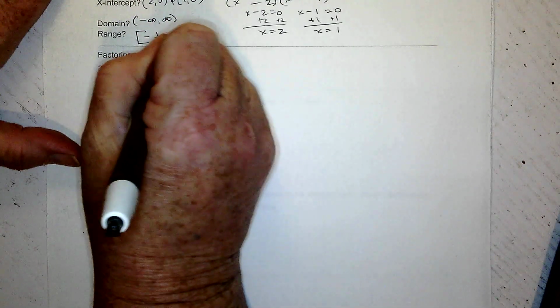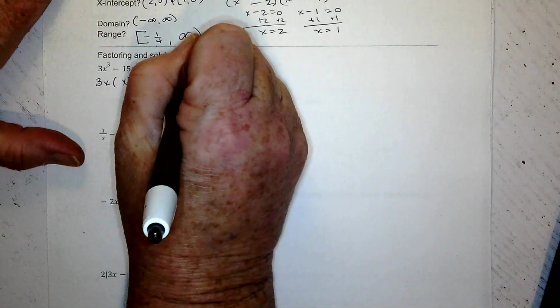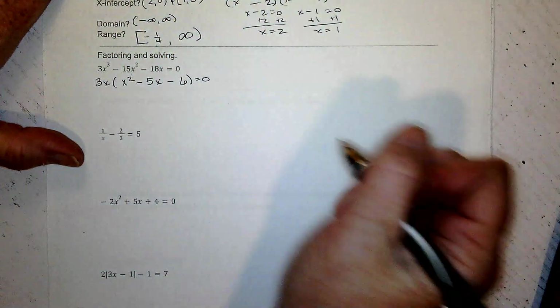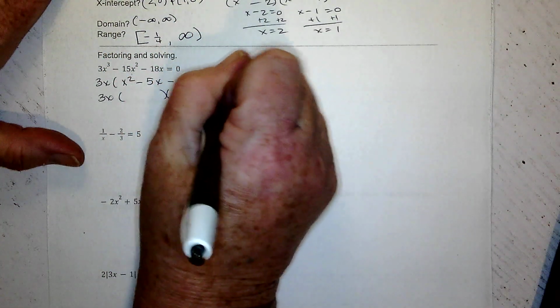All right, so I can factor out a 3x. That leaves me with x squared minus 5x minus 6 equals 0. I'm going to factor the trinomial.